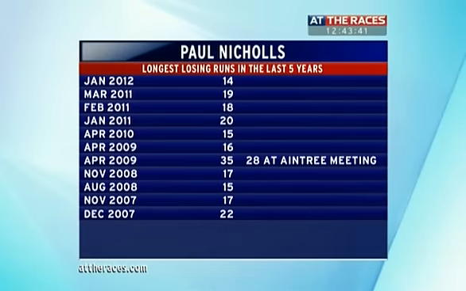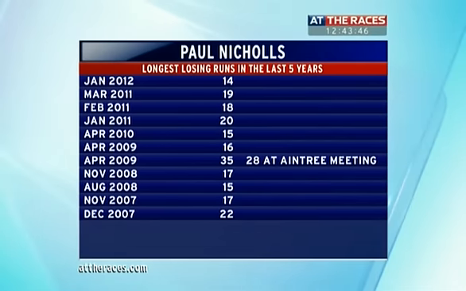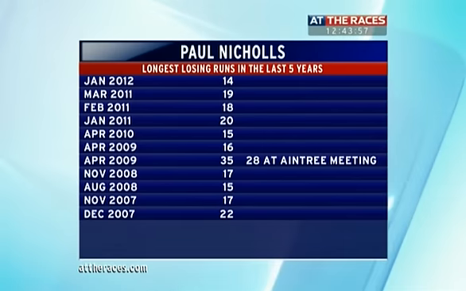And indeed, I went back and had a look at Paul Nicholls' record over the last 5 years to see just what were his longest losing runs. And again, here we go. I think there's about 10 on here, the 10 longest losing runs that Paul Nicholls has had in the last 5 years. Now, he's currently on a losing run of 30. That's since Zarkandar on Friday. So he's run a lot of horses in a short space of time, which he tends to do. The longest losing run he's had over the last 5 years came in April 2009, when he had a losing run of 35.